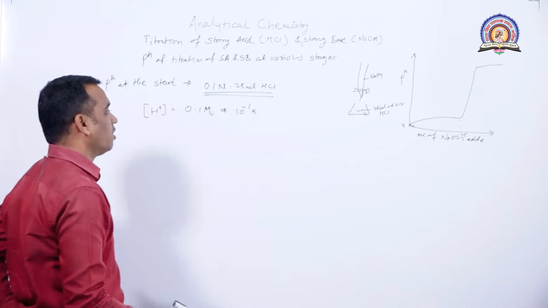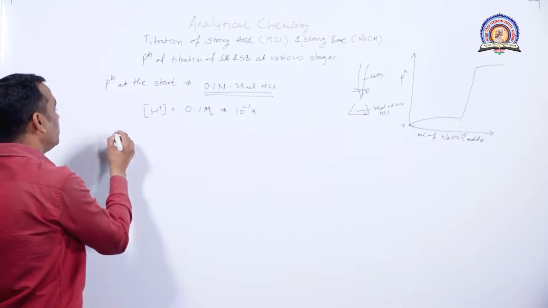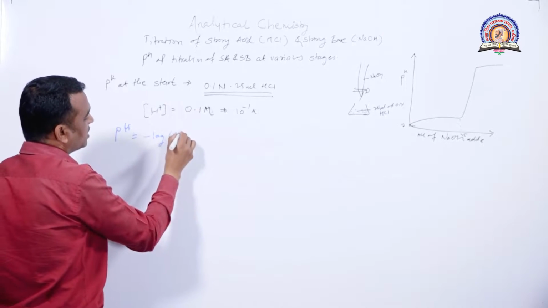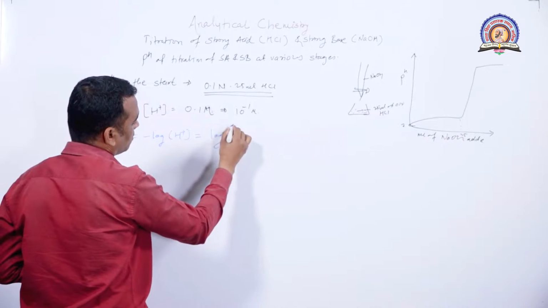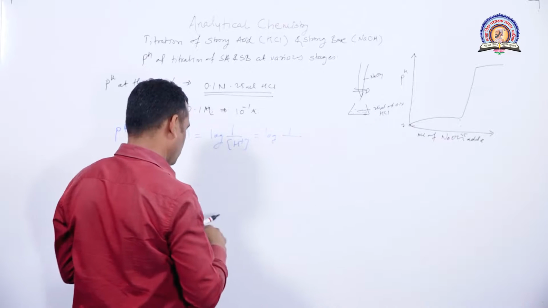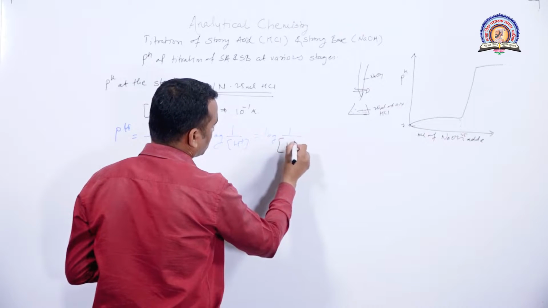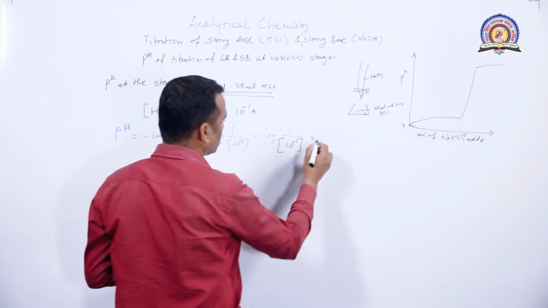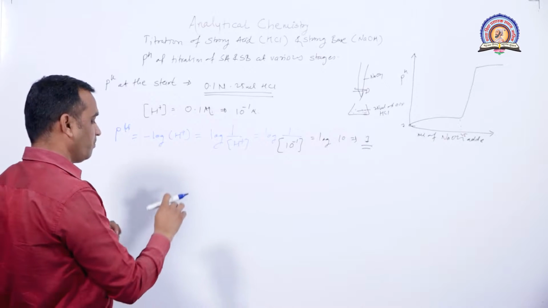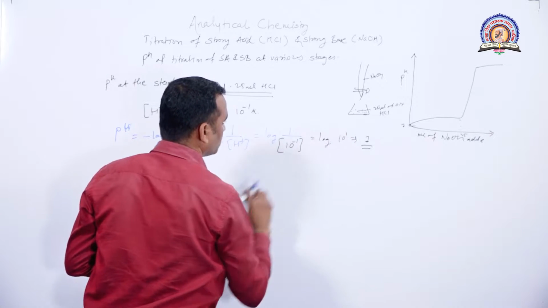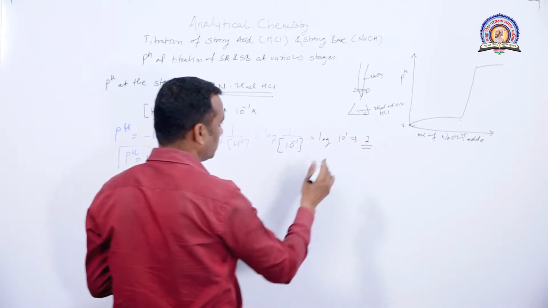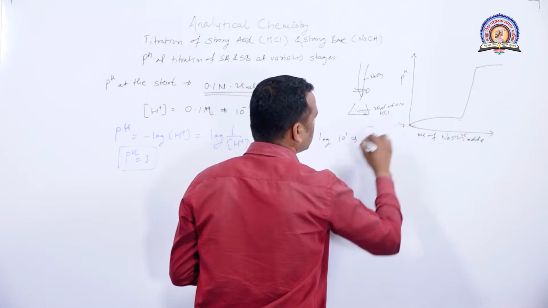All of you know that the pH of a solution is calculated by this equation. The pH is equal to negative log of H plus ion concentration, which is equal to log of 1 upon H plus ion concentration, that is log of 1 upon 10 raised to minus 1, and it is nothing but 1. So at the start the pH of the solution is 1. It is proved theoretically, this is calculated, and this is graphical.